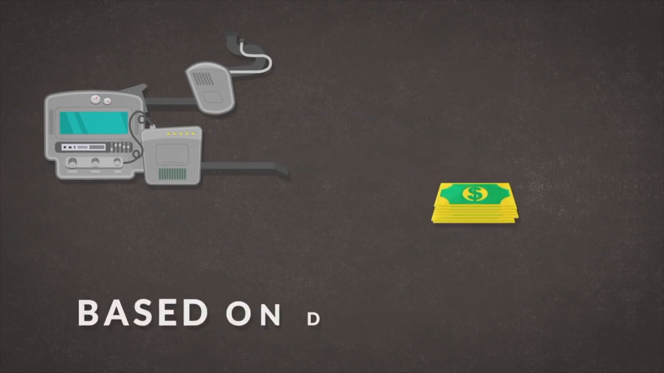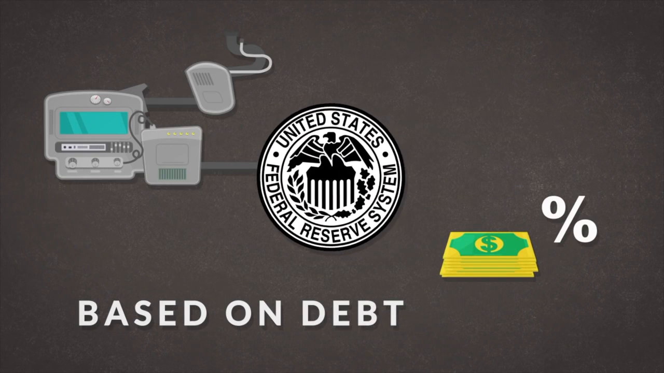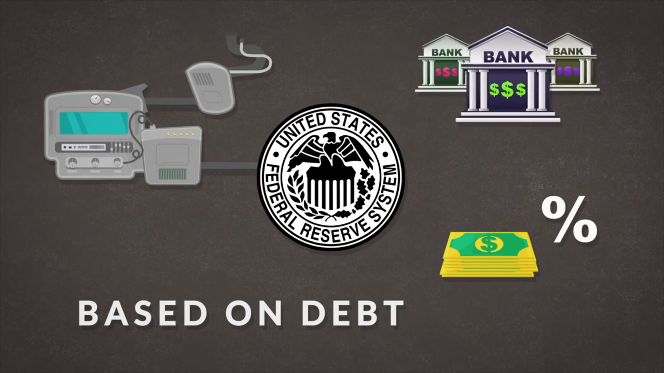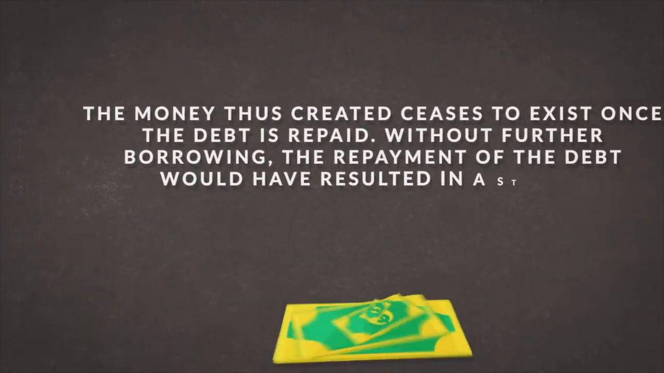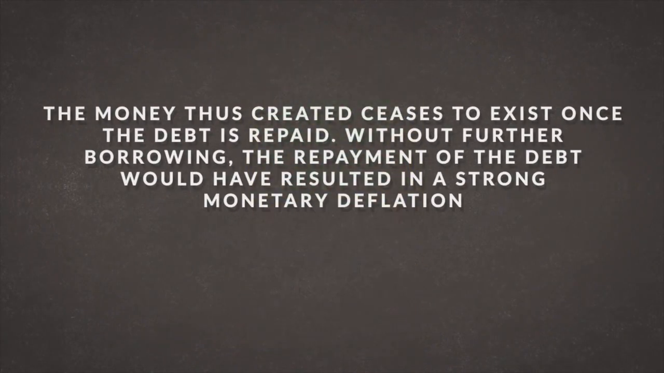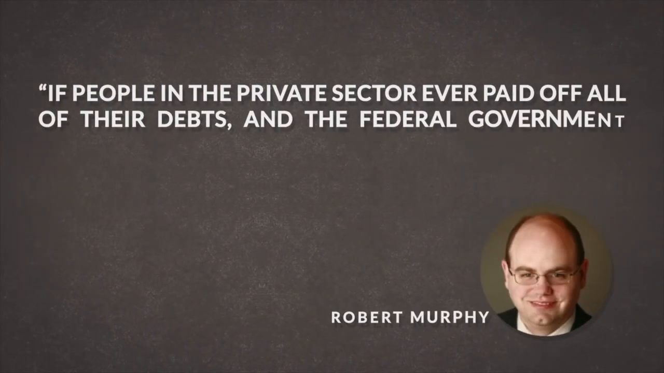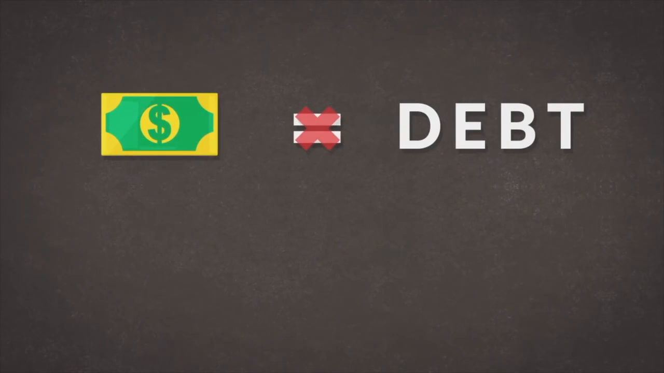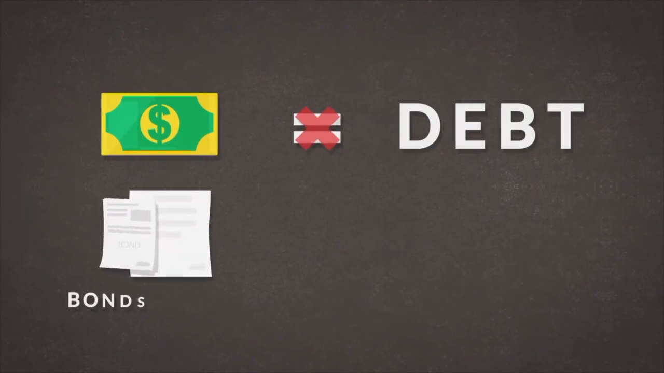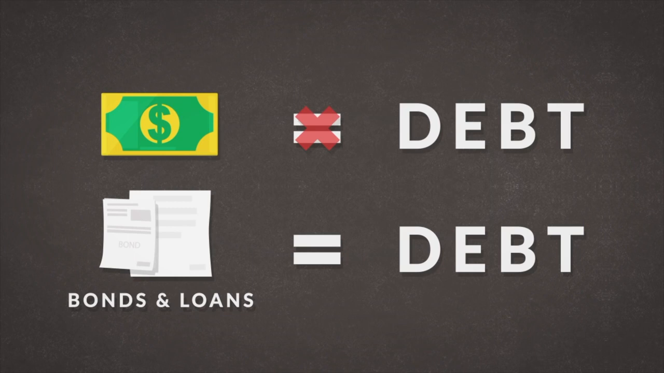You may have noticed that throughout this entire process, the newly created money is based on debt. When the Fed increases the monetary base, the public debt also increases. And granting a loan by any of the commercial banks necessitates an act of fiduciary media creation. The money thus created ceases to exist once the debt is repaid. Without further borrowing, the repayment of the debt would have resulted in a strong monetary deflation. Economics professor Robert Murphy once said, "If people in the private sector ever paid off all of their debts and the federal government paid off all of its bondholders, then the supply of US dollars would be virtually extinguished." In spite of this fact, the money is not the same as debt. The bonds and loans are. Perceiving money as debt is a rather popular misconception.